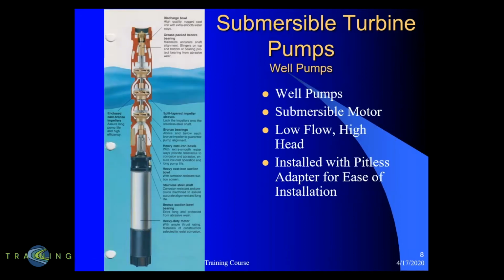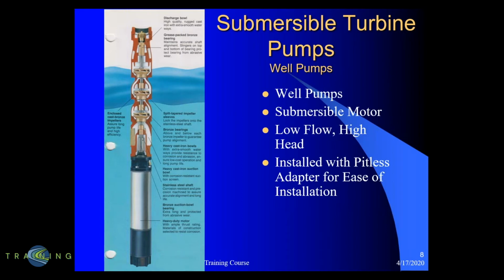Submersible turbines also are a multi-stage pump, but these are designed to go down into a well, into a casing. The motor is on the bottom and it stays submerged to keep it cooled. They can be real high head because of the multi-stage, relatively low flow, although some of the big pumps can get up to 1,500 gallons per minute. And they're usually installed with a pitless adapter to ease installation and removal.